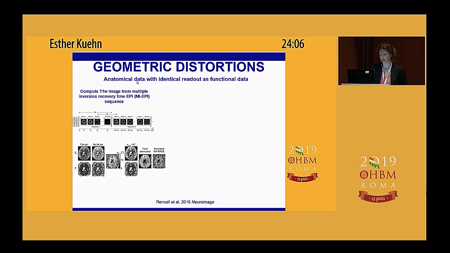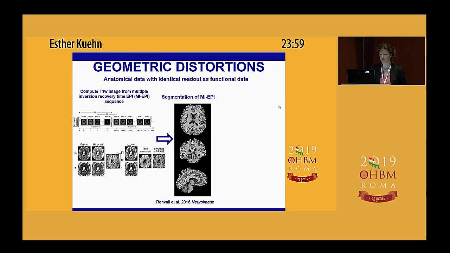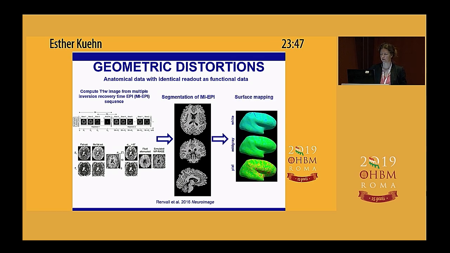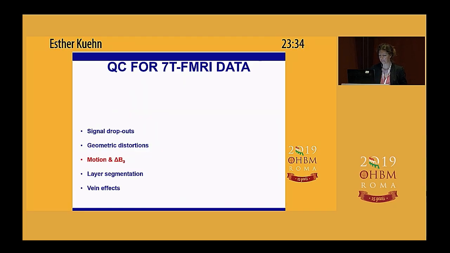So here in that example, this is an MP2RAGE sequence that has the same readout as the functional data. And this can be used, for example, for FreeSurfer segmentation. So you can put this simulated MP-RAGE image into your anatomical FreeSurfer pipeline, and can then also conduct surface mapping. And this framework is then presented with the same distortions as the functional image. So when you register the data, you're analyzing them in the same space.